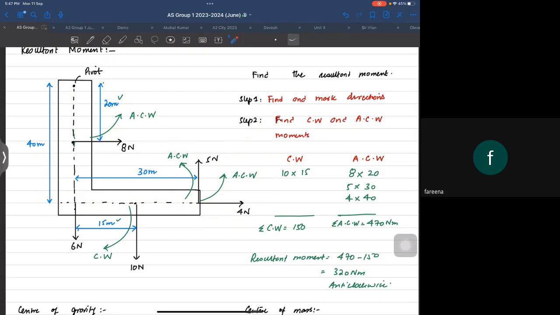This is why I added all anti-clockwise moments together. I added clockwise moments, and then resultant moment was, because anti-clockwise was 470, clockwise was 150. So resultant moment was 470 minus 150, 320 anti-clockwise. So this is how you find resultant moments. Okay. All right, that's pretty good.